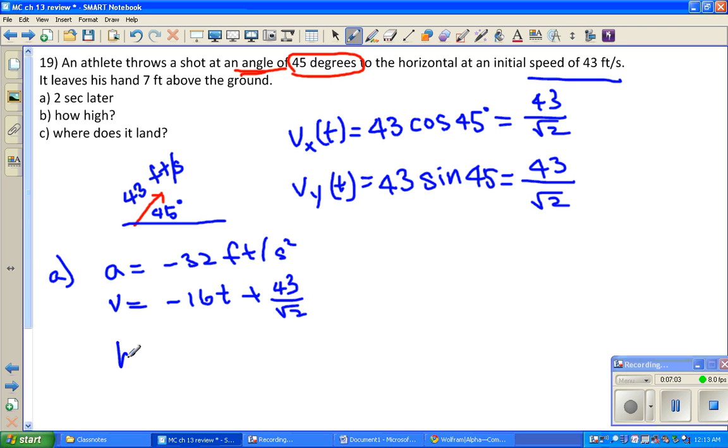Now, of course, in this case, height, I'm just going to call this one height, becomes, we have to take the antiderivative of this one once again. But notice, when time was equal to 0, it was already 7 feet high. Therefore, our answer would have been this. This one would have been negative 8t squared.